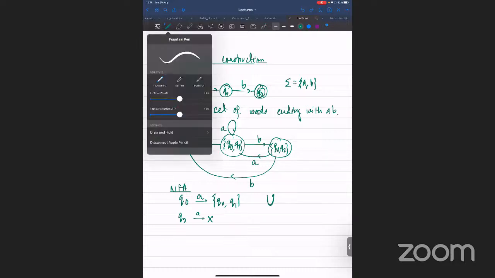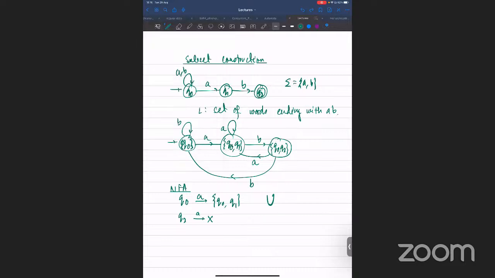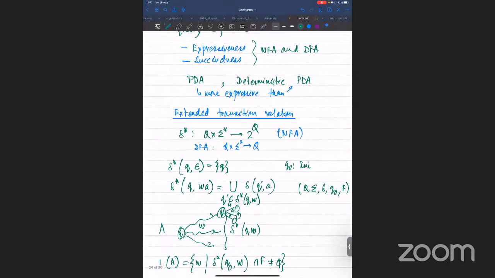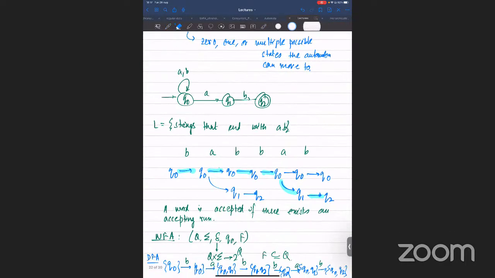For example, suppose it's not here, but if I had some other transition, so instead of this automaton, if I had Q2 to, let's say, Q2 itself, if there had been some transition like this, an A as a self loop, then by taking the union of this and this, you would go to Q0, Q1, Q2. So what is the idea again? We are trying to figure out where all you can go.